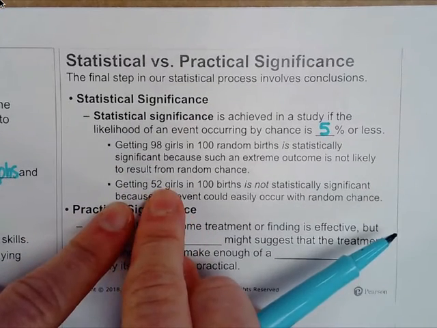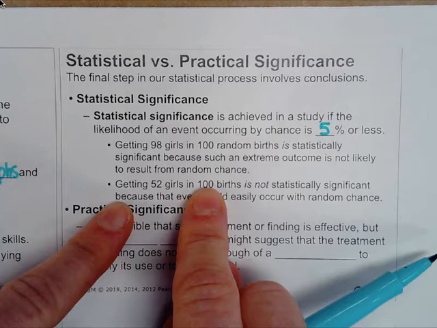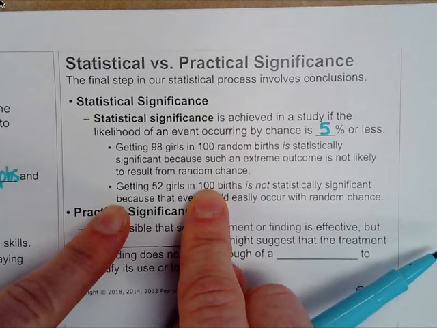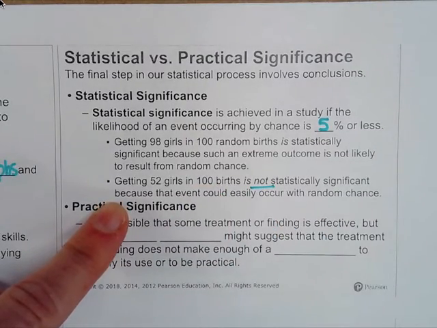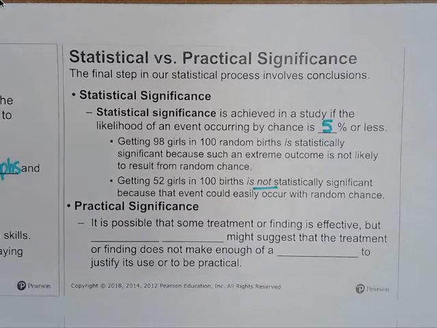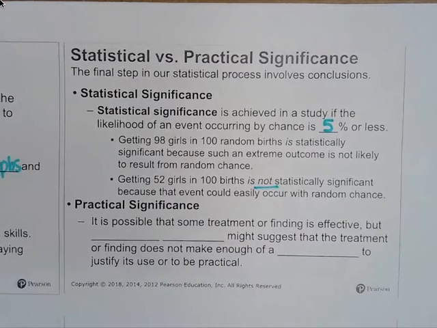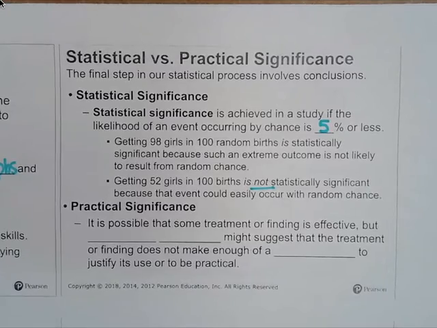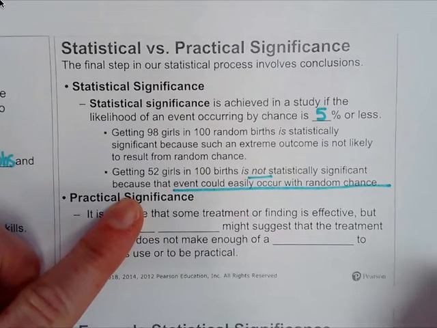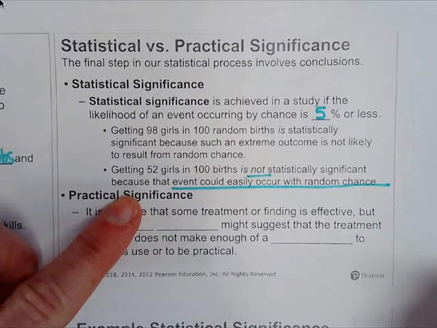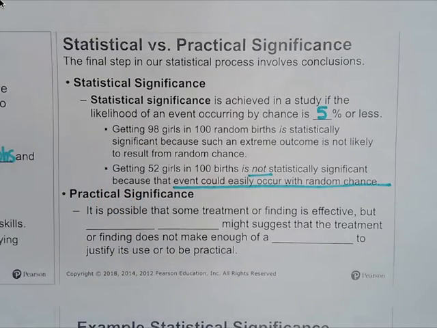But what if we look at 52 girls out of 100 births? Is that likely to happen just by chance? It really is. So this is not statistically significant because that event could easily occur with random chance. So that's what it means by statistical significance. The event could occur with random chance. Or if it cannot occur by random chance, that's statistical significance. So that's what you're looking at. You're comparing your results to what would happen by chance. What's the probability?